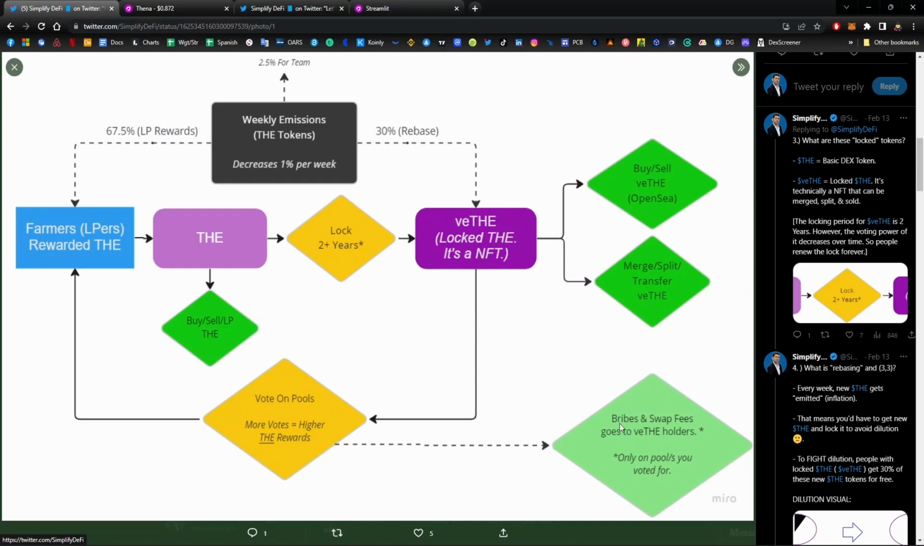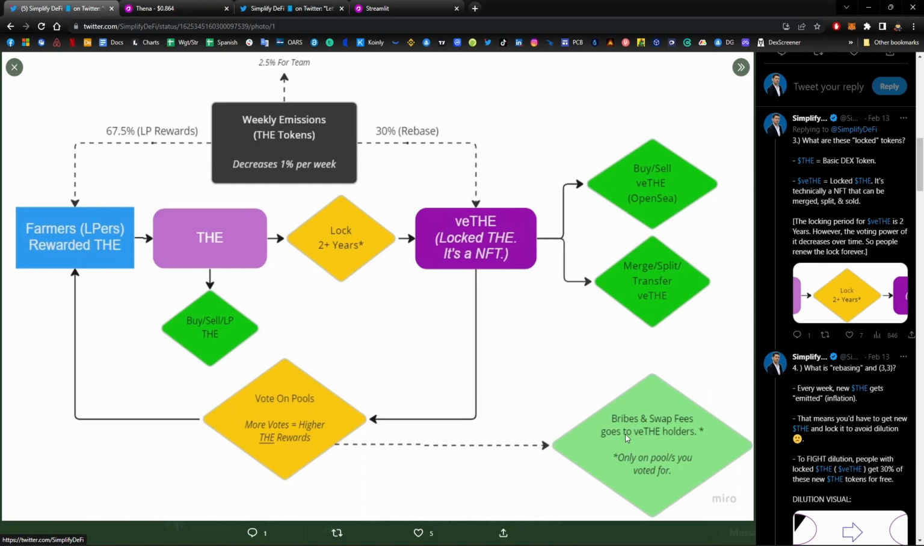However, one key thing to note is that you're not getting the emissions from that. The farmers are. So if the farmers go into, let's say, BUSD and BNB pools, the farmers are the ones that are going to be getting those tokens. So naturally, the question is like, well, what's the point of getting the locked NFT and voting? The answer is voters get bribes and swap fees from the pools that they voted on.